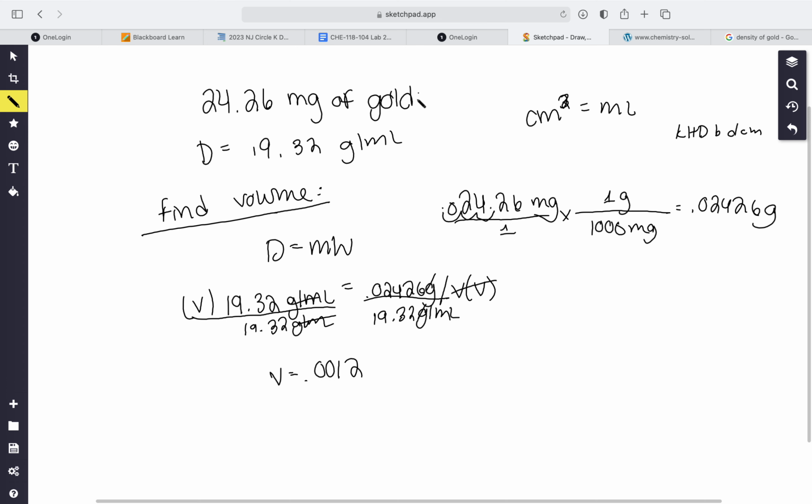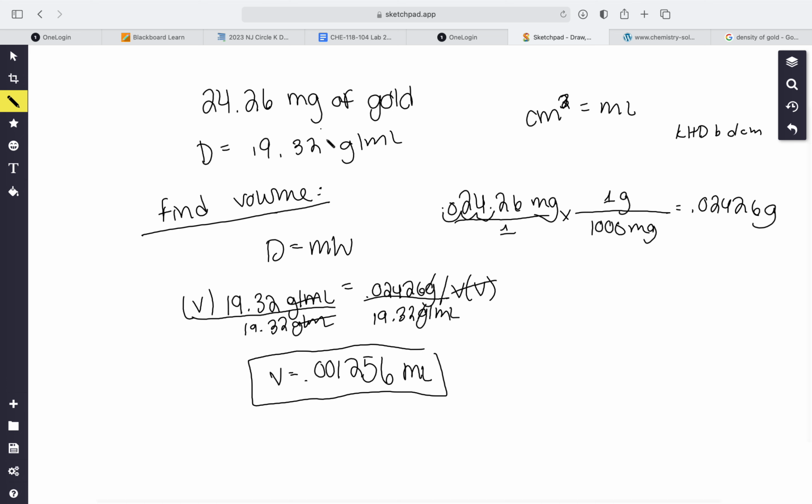Sig figs. We're doing it, guys. We're given 4 sig figs and 4 sig figs, and we're doing multiplication and division, so we are going to be using the sig figs. So we're going to have 4 sig figs at the end. There's our answer in milliliters. But yeah, that's basically how you would do density.